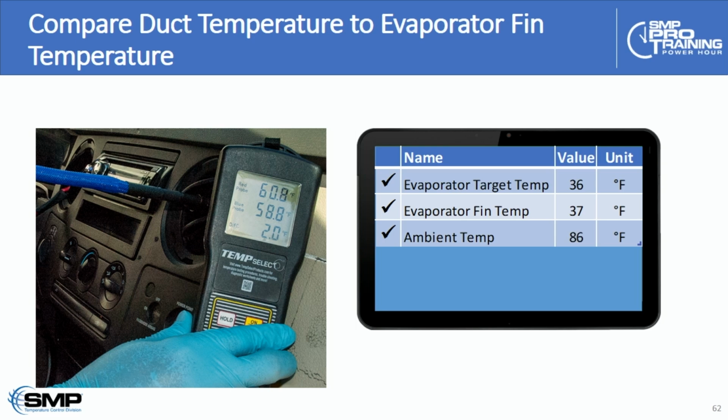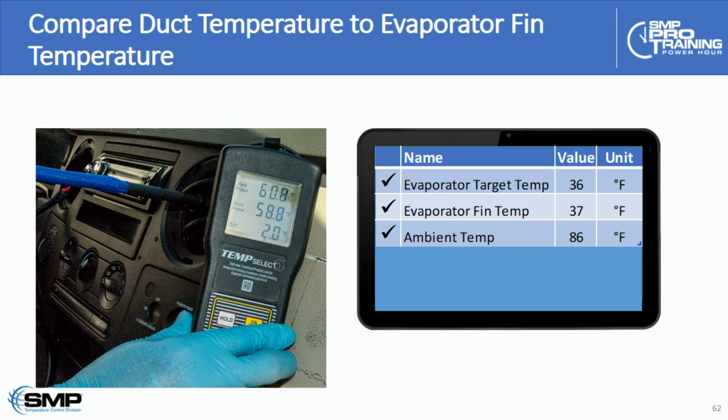Now, one quick tip to get a handle on this is to compare evaporator target temperature with our actual temperature. If they're both low and close, you can see here 36 and 37 degrees, but the duct temperature is maybe 10, 15 degrees higher than that, that tells me the evaporator is ice cold. It's cold enough to get the job done, but the air coming out the duct is not cold enough, probably because air is bypassing the evaporator core because the evaporator core is restricted.